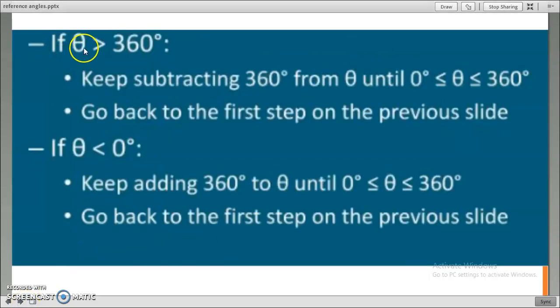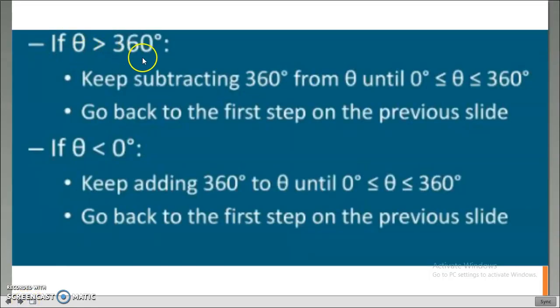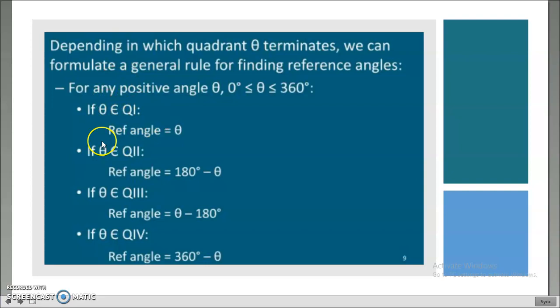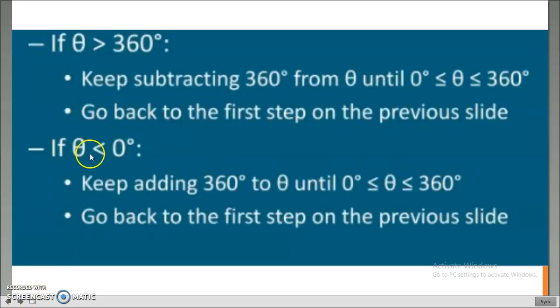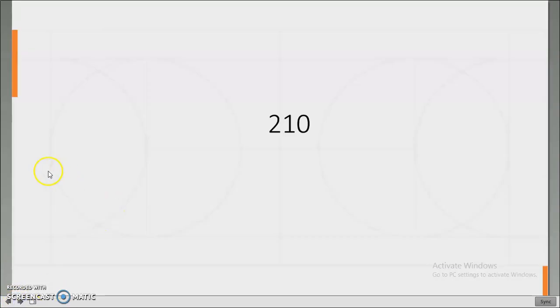If the angle is greater than 360, we keep subtracting 360 from the angle until it's between 0 and 360, and then we go back to our previous slide where we used quadrant 1, quadrant 2, quadrant 3, quadrant 4. And if it's less than 0, we keep adding 360 until it's between 0 and 360, and then we go back to those steps. So of course, now let's do some examples.